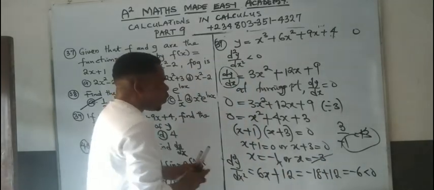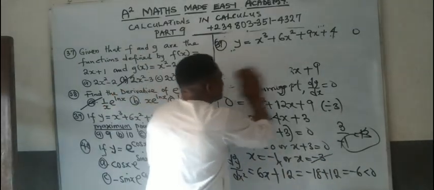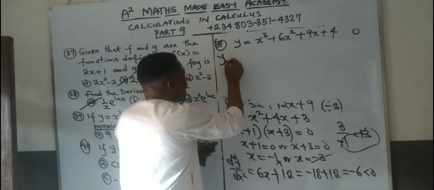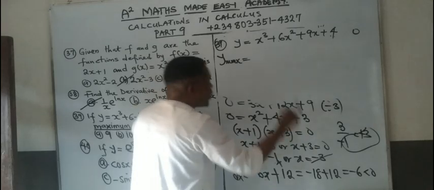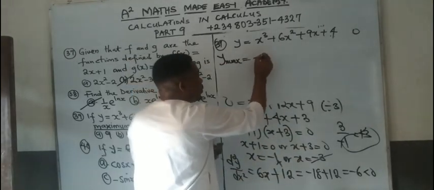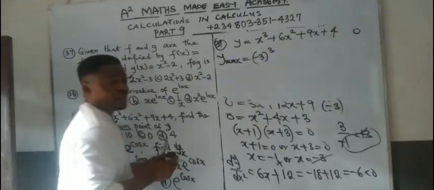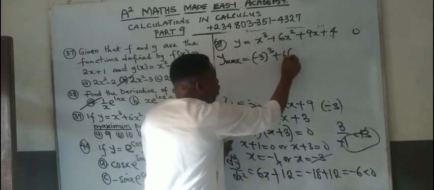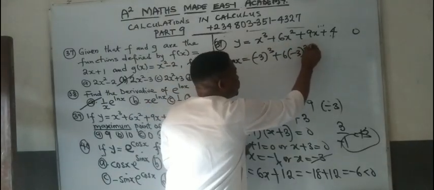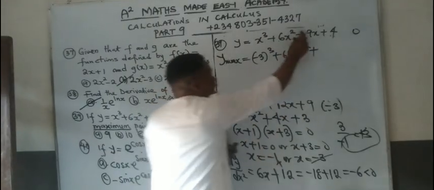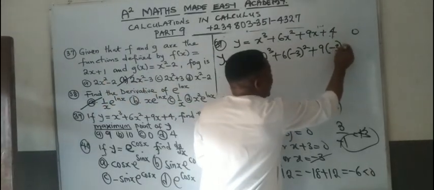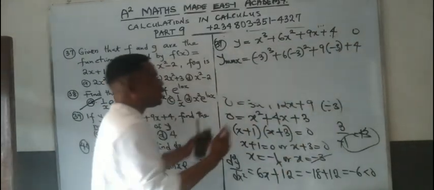So we now go back and calculate for y maximum. That is what we are looking for. Anywhere we encounter x, introduce minus 3. I have minus 3 all raised to power 3, then plus 6 open bracket, x is minus 3, all raised to power 2, then plus 9 open bracket, x is minus 3, then plus 4. Can we simplify it?